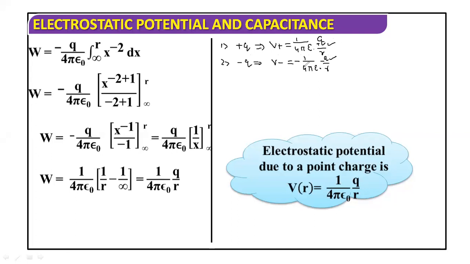This charge is negative, so that's why potential is negative. Now the third point is, what is the meaning of negative potential and positive potential? V positive means work will have to be done by an external agent.